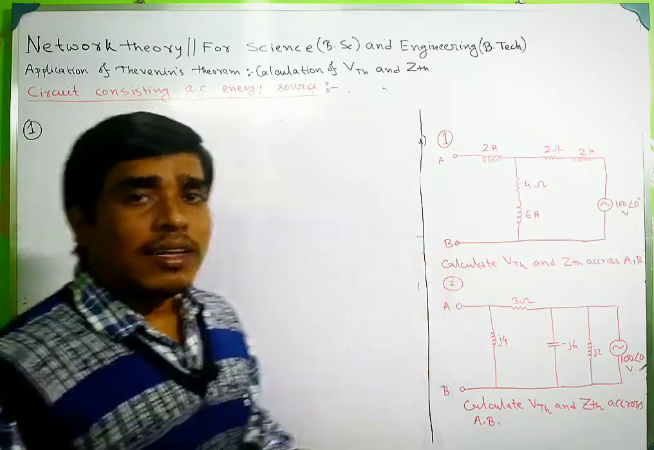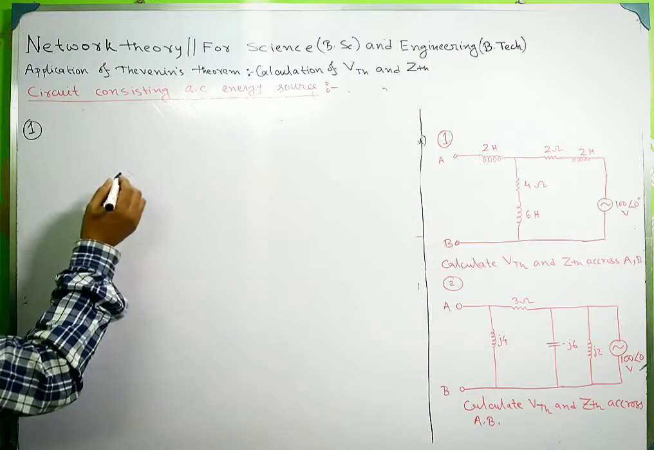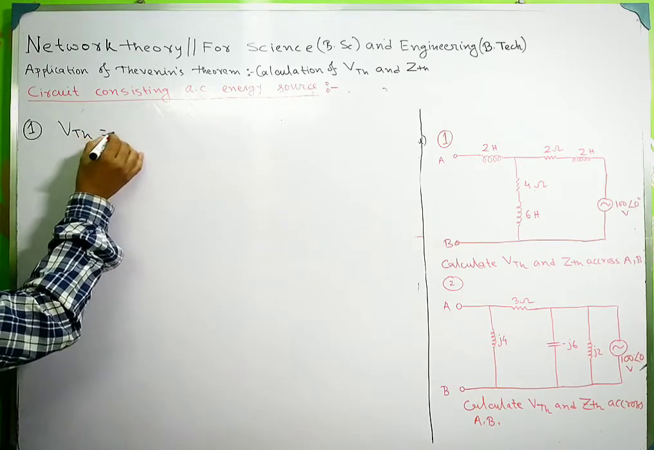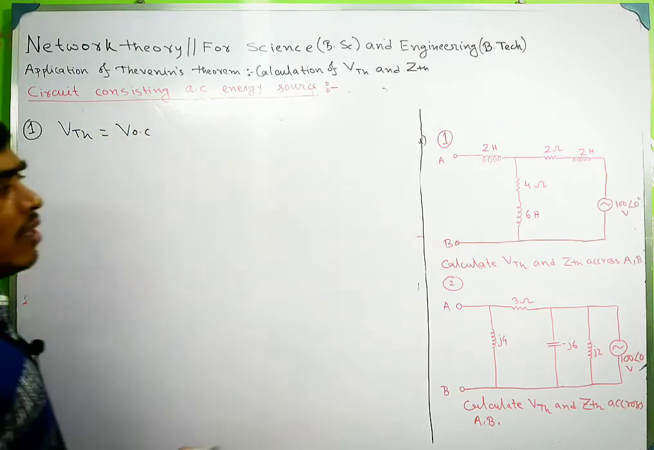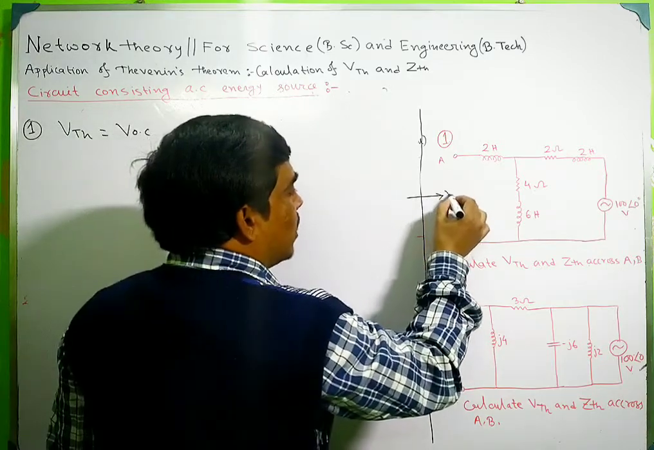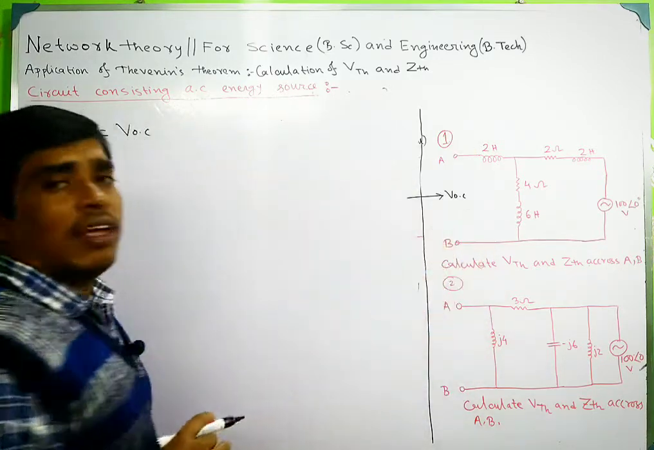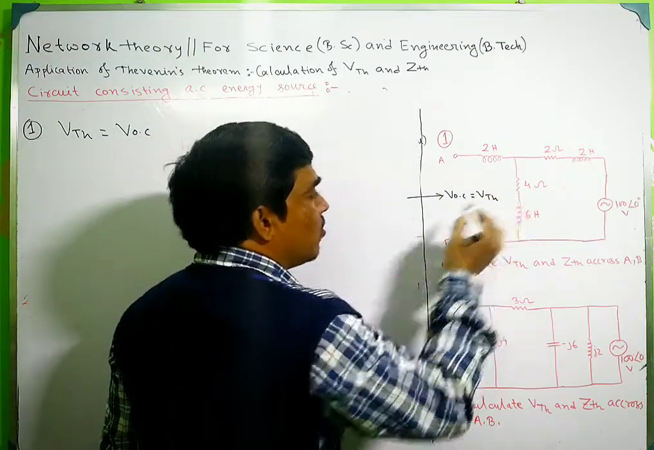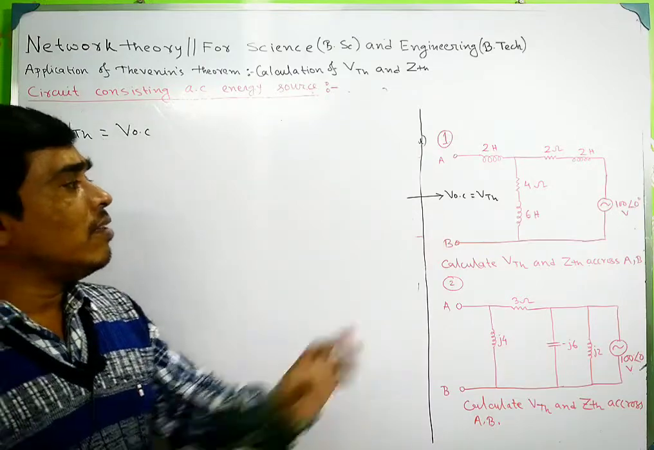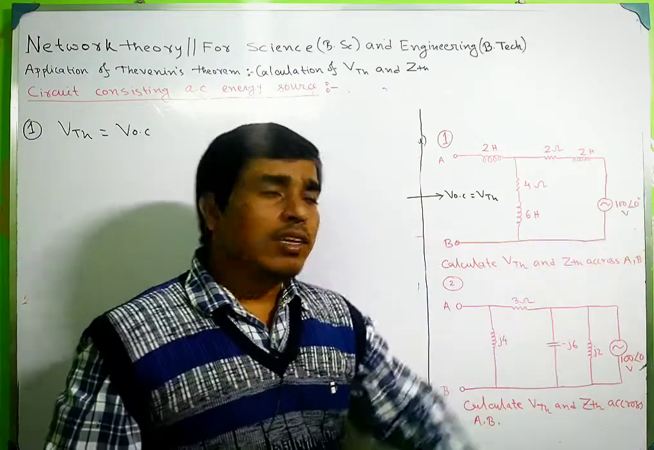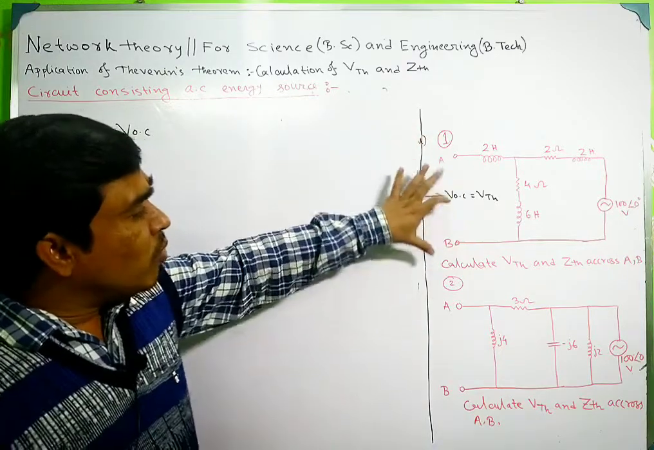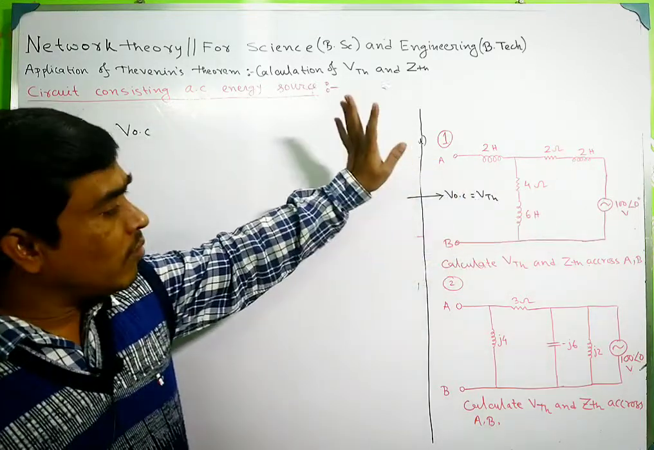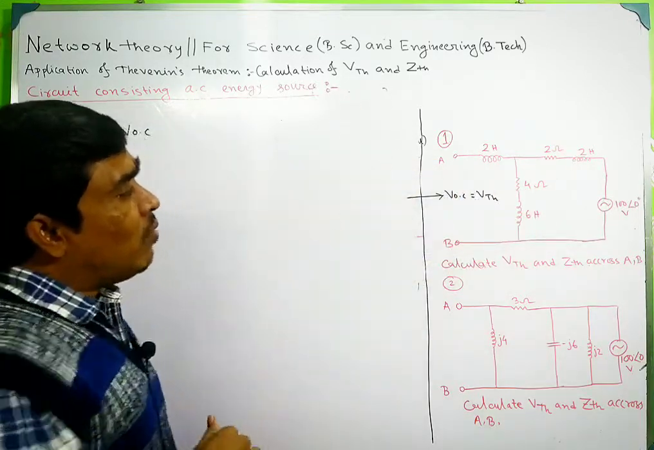In the earlier class I have already shown that VTH will be VOC. That means the open circuit voltage across the open circuit terminal will be the VTH of the circuit consisting of an independent energy source. So you have to calculate the open circuit voltage of this network. Okay, so how to calculate this?